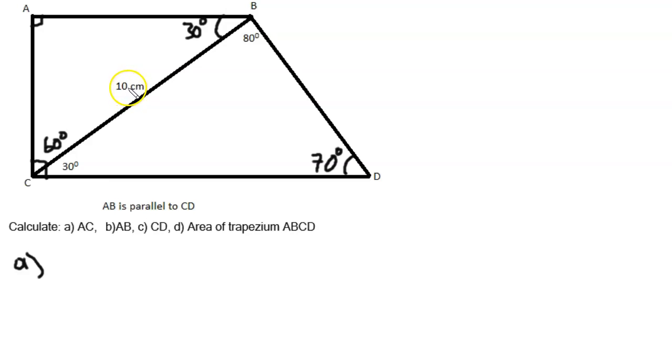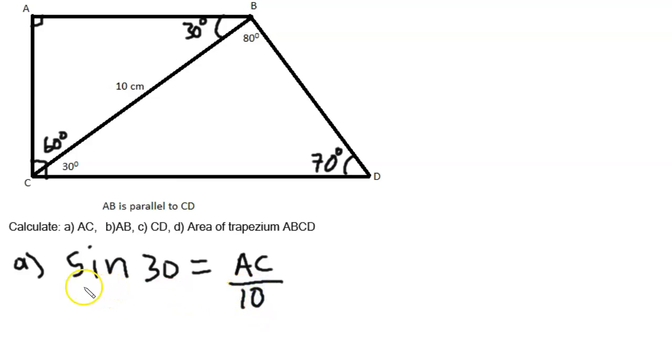And we want which side? AC. And AC is opposite to 30. So we could use the sine ratio, because AC is opposite to 30 and we have the hypotenuse. So sine 30 is equal to the opposite side, which is AC, over hypotenuse. The opposite to this 30 is AC, and the hypotenuse is 10.